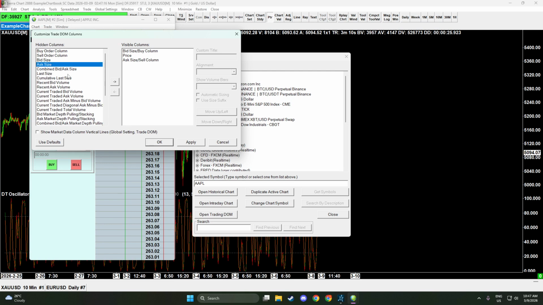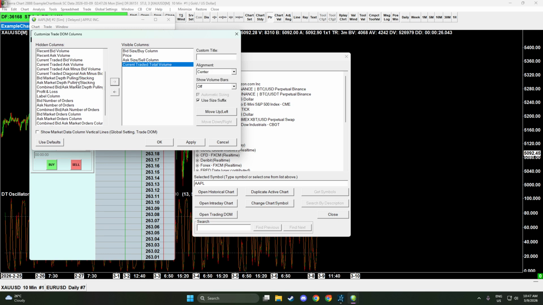Recent bid ask displays where the most recent aggressive trades have been hitting, either lifting the ask or hitting the bid, so you can sense short-term pressure and momentum. Traded volume shows the amount traded at each price level during the session, which helps you identify where the market has accepted price and where activity is thinner.